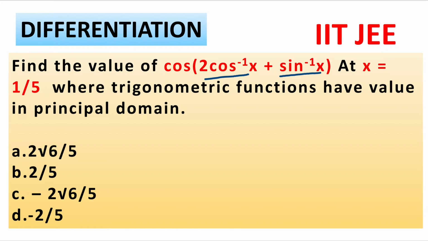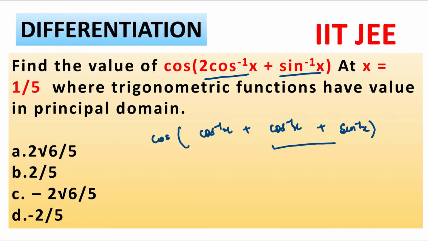So first of all, the inside expression is 2 cos inverse x plus sine inverse x. Can we write this expression as cos of (cos inverse x plus cos inverse x plus sine inverse x)? We can write it like this, right? Easy. So the benefit is we know that the value of cos inverse x plus sine inverse x is pi by 2. So we can replace this expression with pi by 2. Now the value that we have to evaluate becomes cos of (cos inverse x plus pi by 2).